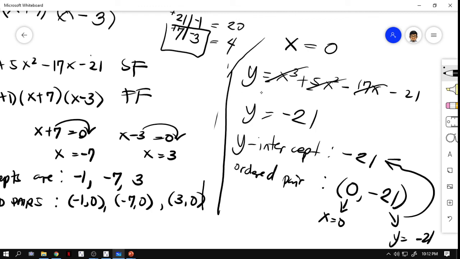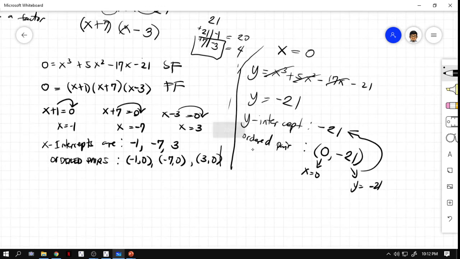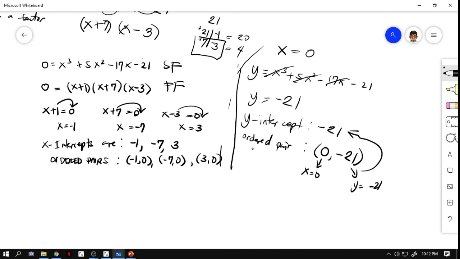Again, the x-intercepts of the given function y is equal to x cubed plus 5x squared minus 17x minus 21 are negative 1, negative 7, and 3. And the graph will pass through the points negative 1 and 0, negative 7 and 0, 3 and 0. Now, the y-intercept is negative 21 and the graph will pass through the point 0 and negative 21. So, that's it. That's how you deal with intercepts.